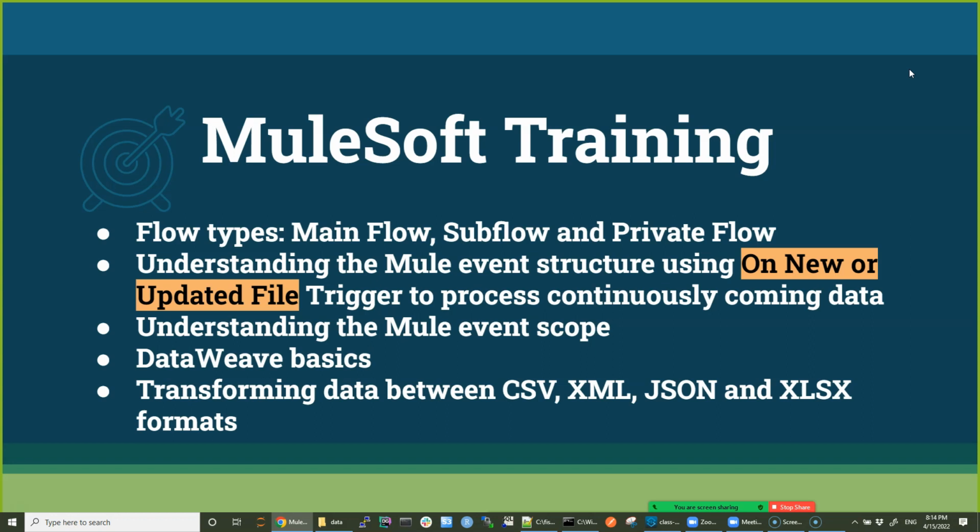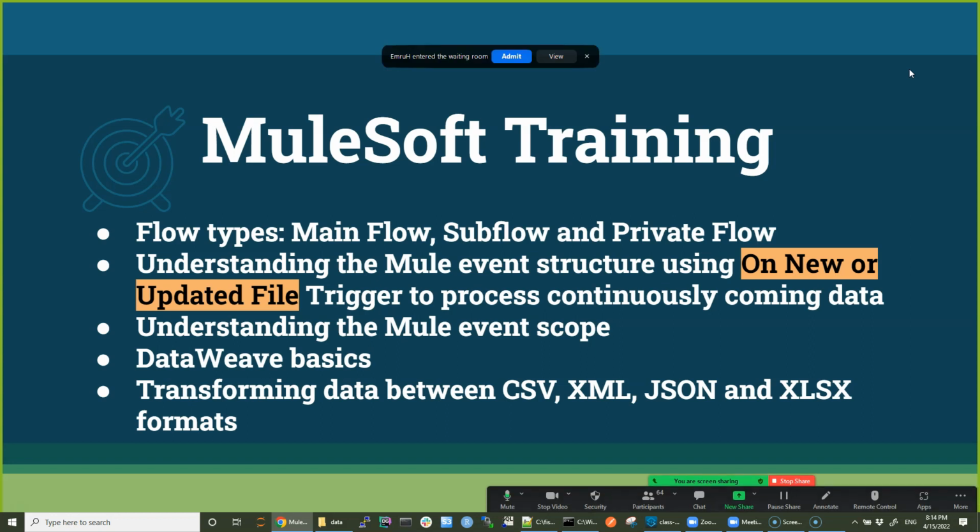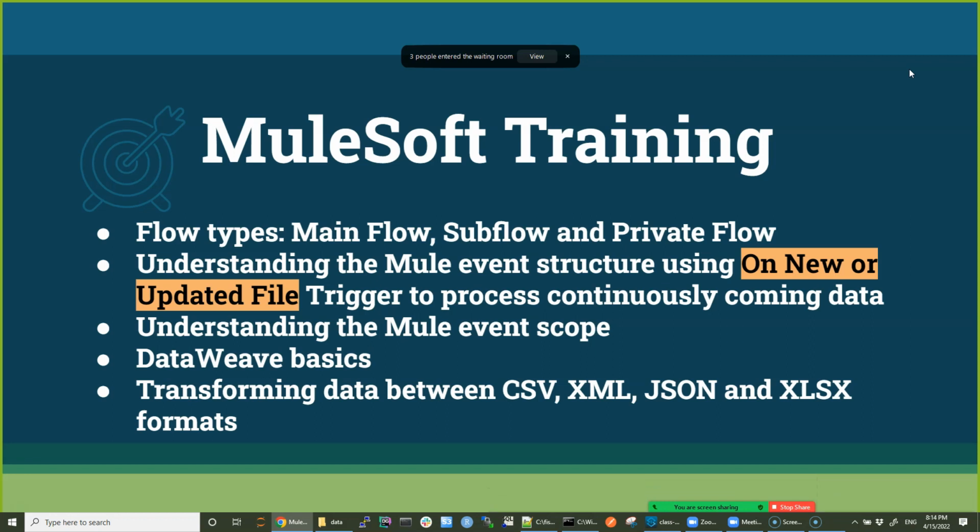Today we are going to mainly focus on data transformations and transforming data from one format to the other. We will also see why we care about transforming data. The data formats that we are considering are CSV, or comma separated values, XML, JSON, and also Excel file formats. So how do you transform from one format to the other?